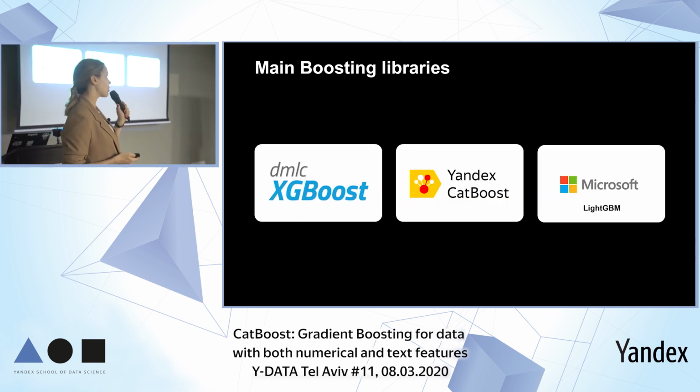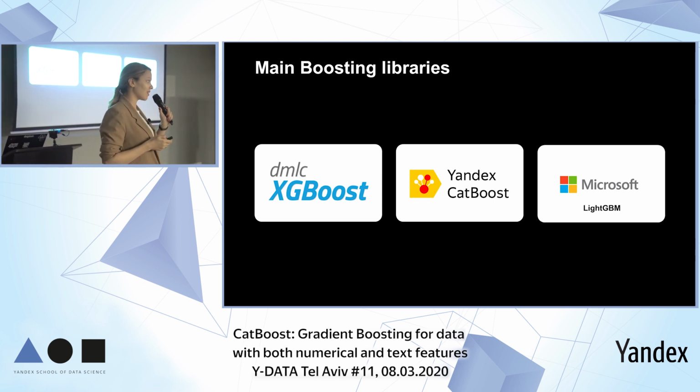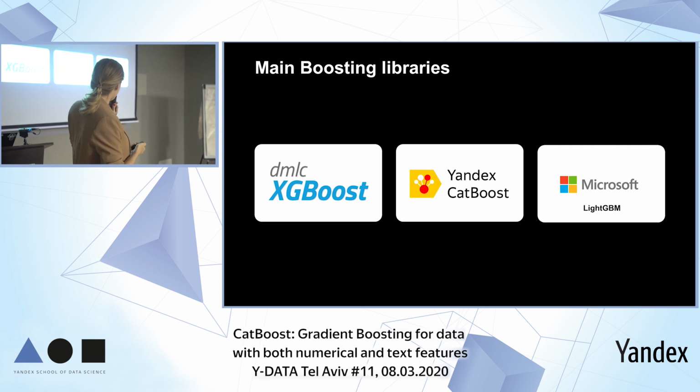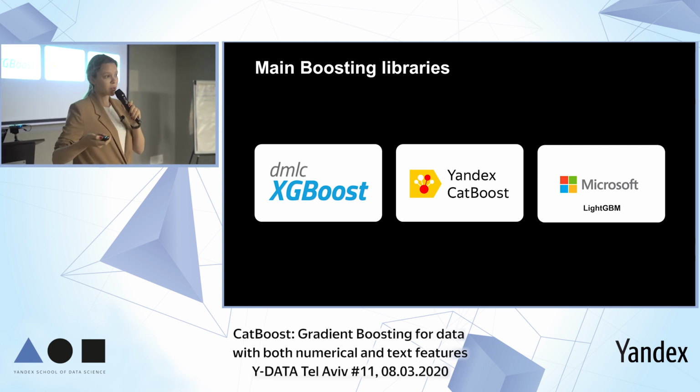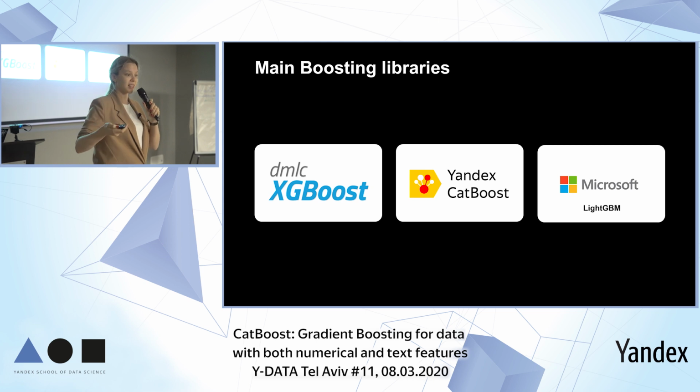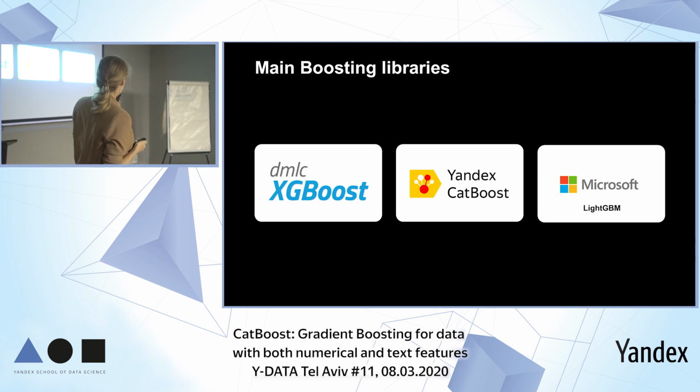That is gradient boosting. There are several options in open source that you can use. The most famous ones are XGBoost, LightGBM, and CatBoost. They are all open source, and they are all different. XGBoost is the most famous one because it was the first one. The next one is LightGBM. It was open sourced as a faster analog of XGBoost. Then we open sourced CatBoost.